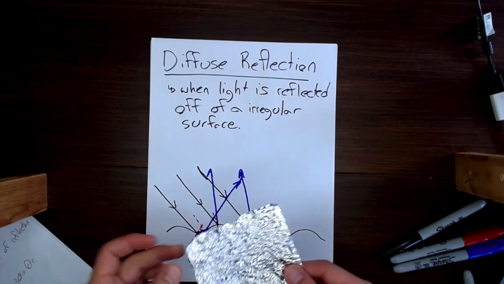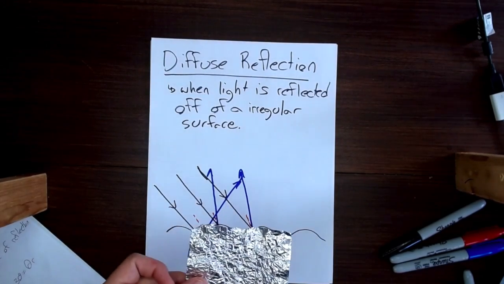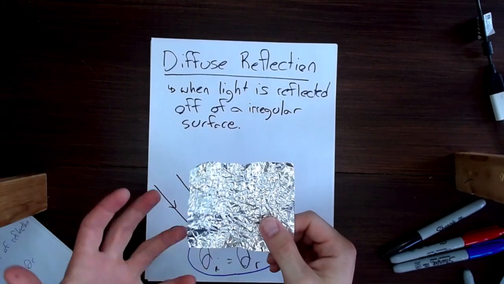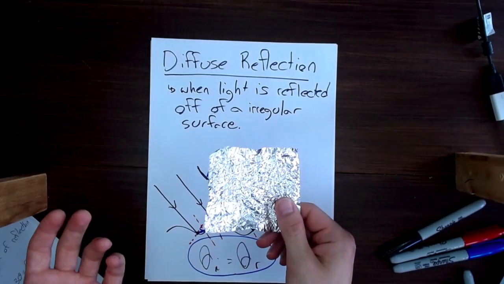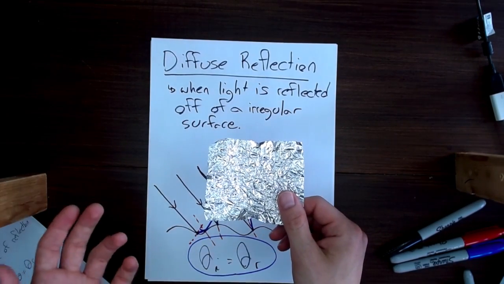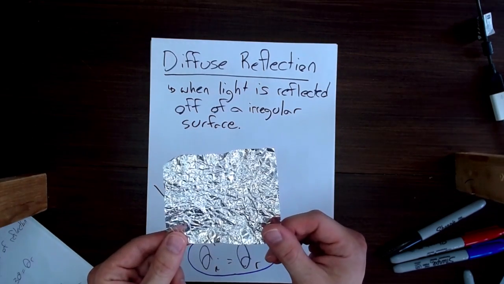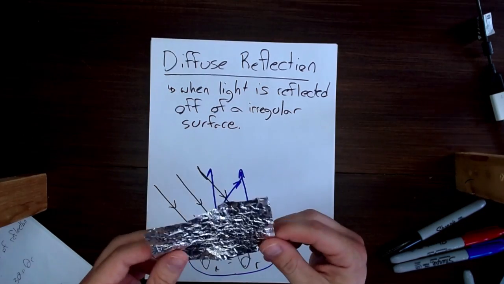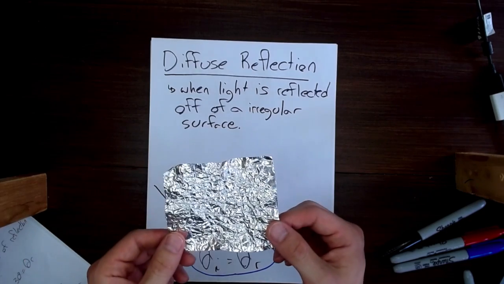When I had that nice flat piece of aluminum foil, we were able to partly make out the surface. That was not specular reflection because it wasn't a perfect image, but it was closer than this. This is not specular reflection because I have so many, it's clearly not specular reflection.